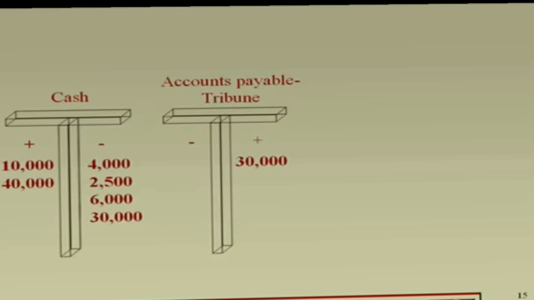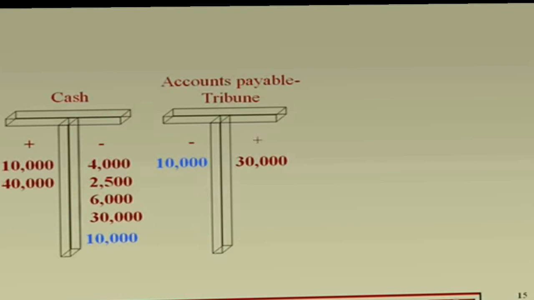These are the balances brought forward from prior transactions. Cash is minus 10,000. What is accounts payable? Is it plus or minus? If you paid them, the liability goes down because you owe them less money. So it should be minus 10,000 in accounts payable. So it should look like this.